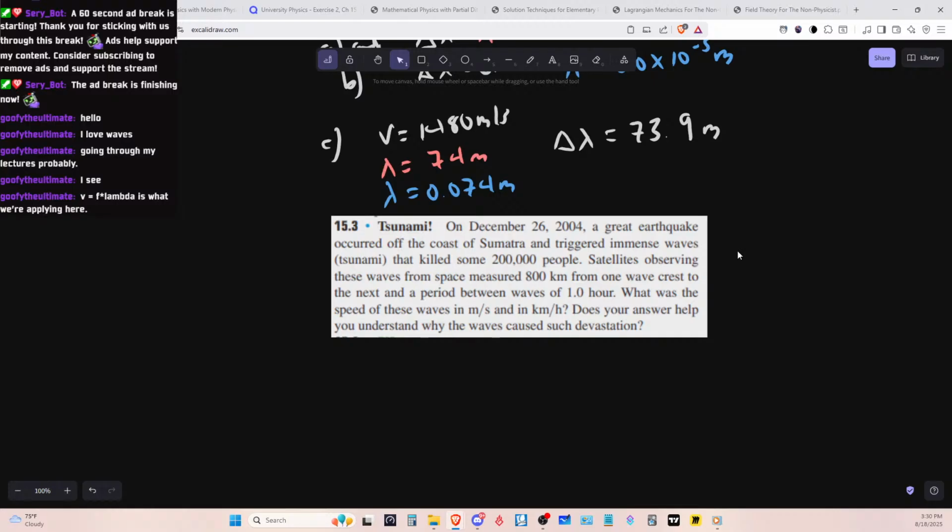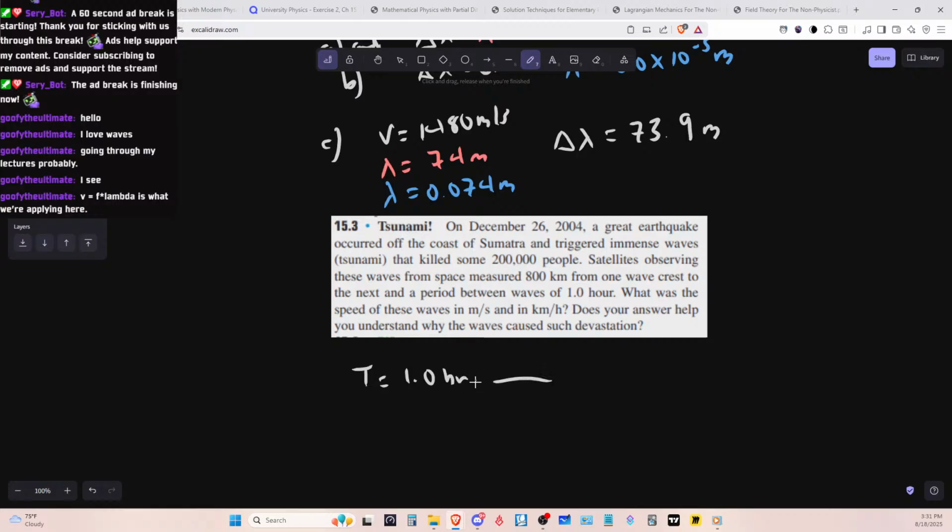Okay, what do we got here? Tsunami. We read this question already. A satellite observes that the waves from space measured from one wave crest to another. So I'm guessing this is the wavelength here. The period between is 1 hour. Okay, so we're given a period this time. So we're given a period of 1 hour.